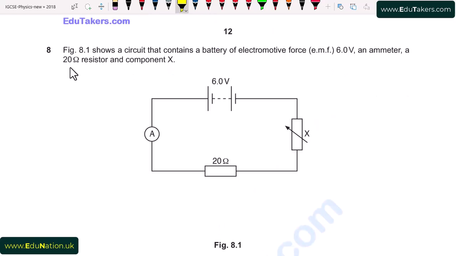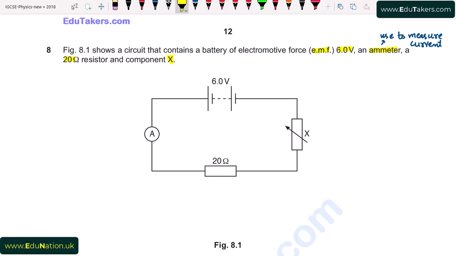Question number 8. Figure 8.1 shows the circuit that contains a battery of electromotive force EMF 6.0 volt, an ammeter. Ammeter is a device that is used to measure current. I write here used to measure current. A 20 ohm resistor and component X.